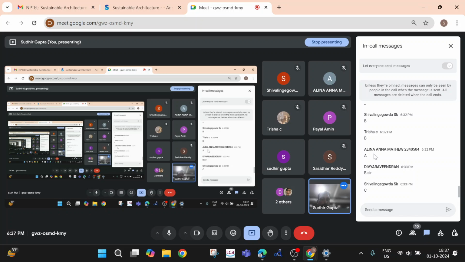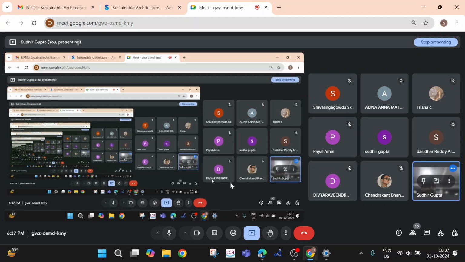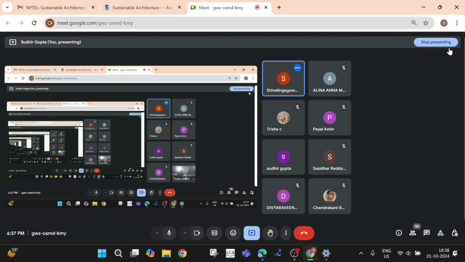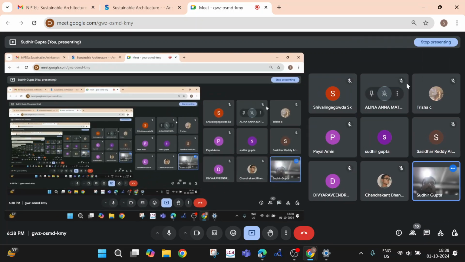So for this particular question I got A also, B also, C also. Anybody wants to add to this answer? I think C, sir. C. So B is the right answer for this question.